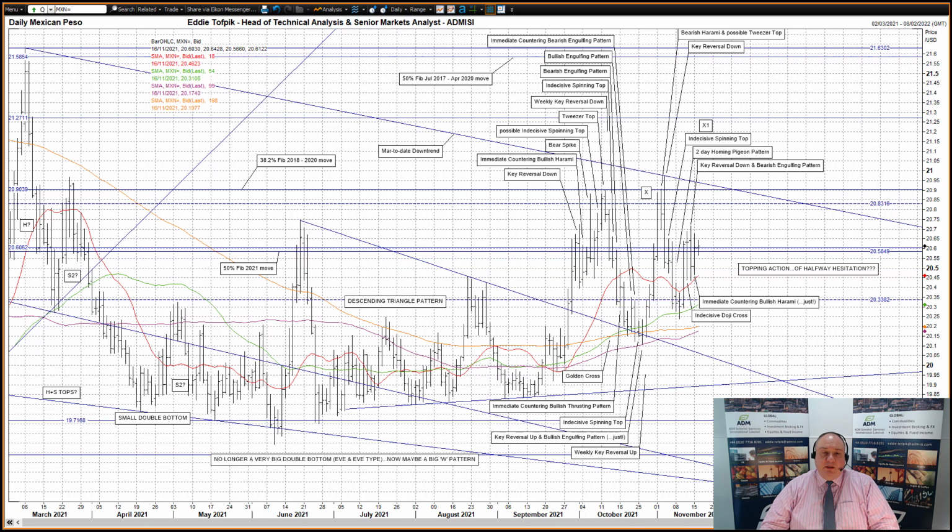US dollar against the Mexican peso. An immediate countering bullish harami just yesterday. Now, this was coming after last Friday's key reversal down and bearish engulfing pattern. The market punched up through and closed over the 50% Fibonacci line for 2021 so far at 20.5849, as well as pushing up over the nearby lesser Fibonacci level at 20.6062, though closing right on this latter one.